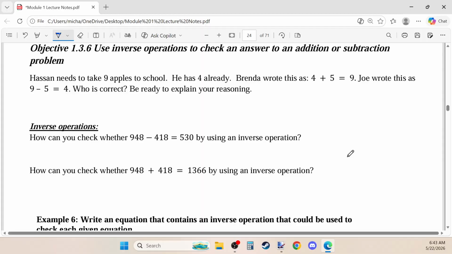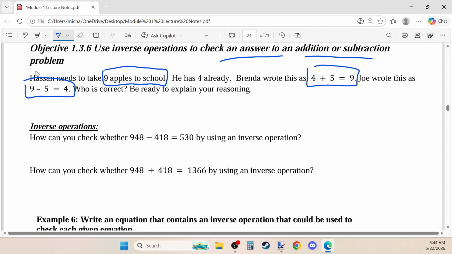Okay, next objective. We're going to use inverse operations to check an answer to either addition or subtraction. So basically what we've been doing, but the subtraction from this video and the addition from class. So Hassan needs to take 9 apples to school. That is a large number of apples to need to go to school. He has 4 already. Brenda wrote this as 4 plus 5 equals 9. Joe wrote this as 9 minus 5 equals 4. Who is correct?